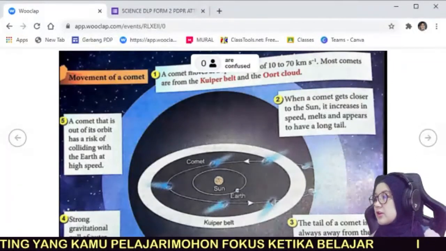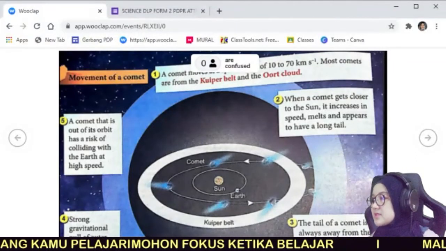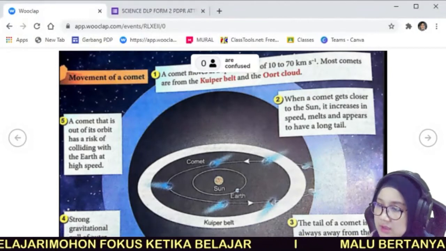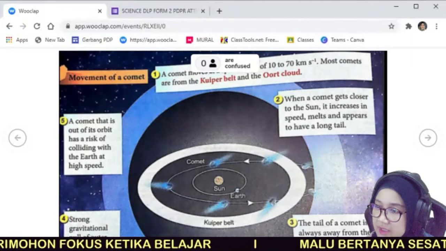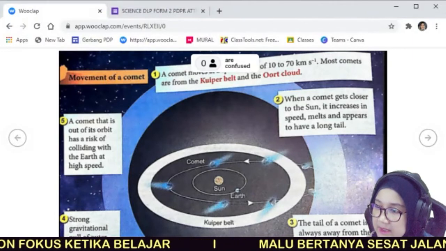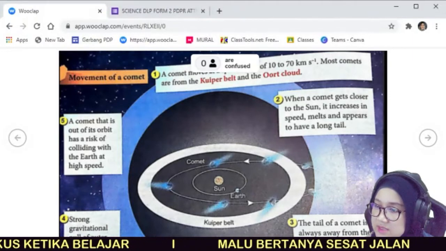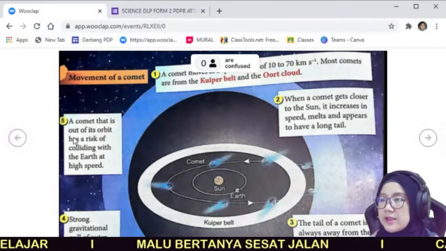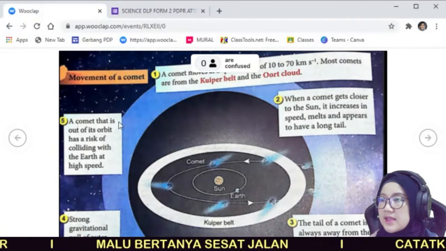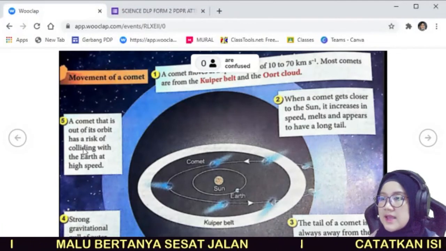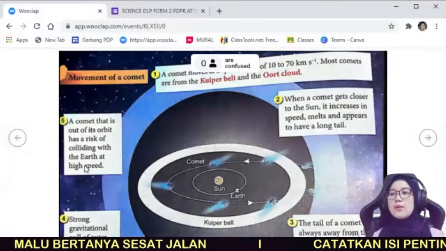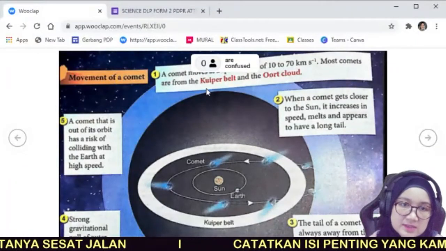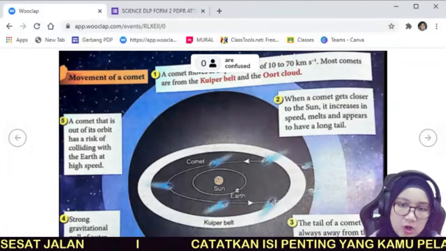So the tail of the comet is always away from the sun due to the solar wind blowing from the sun. The strong gravitational pull of outer planets causes the comet to easily slip out of its orbit. And a comet that is out of its orbit has a risk of colliding with the Earth at high speed. So this is how the comets move.